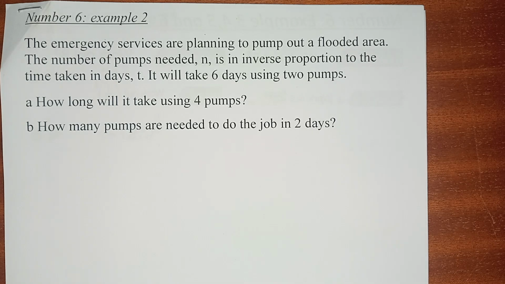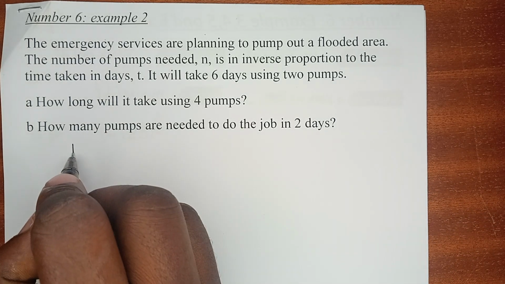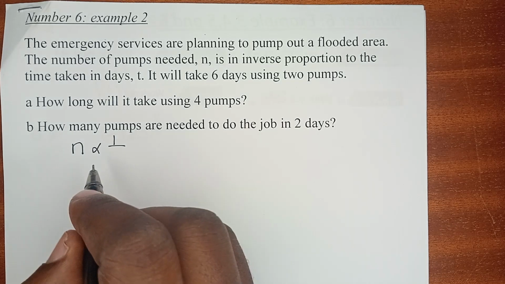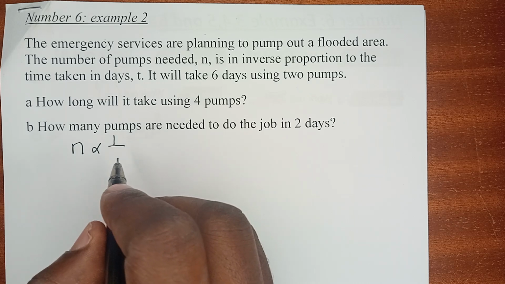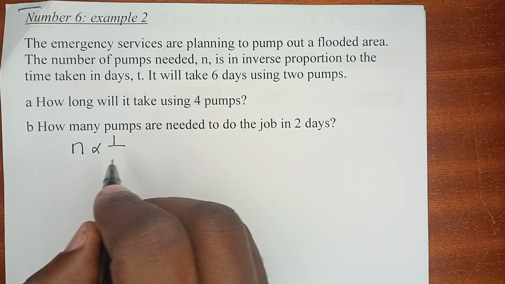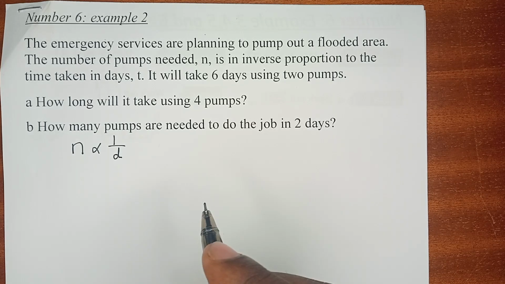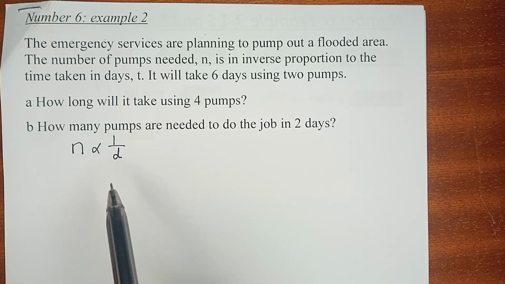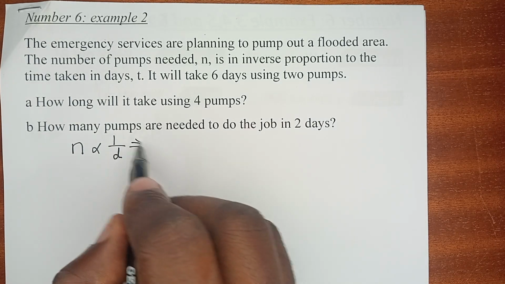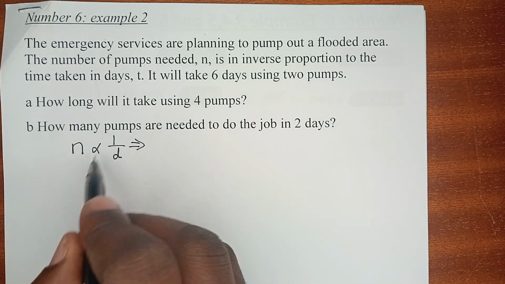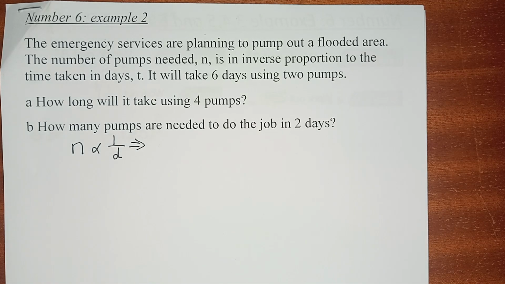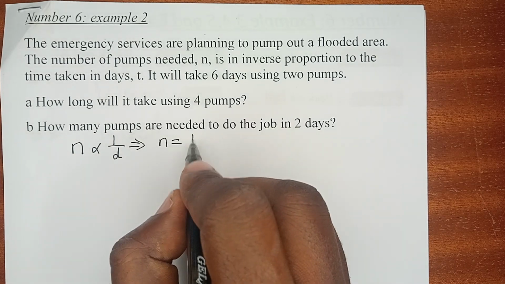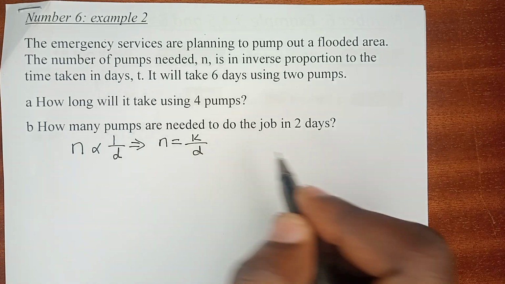Let us stop there and say the number of pumps, N, is in inverse proportion to the time taken in days. Anytime you hear inverse, you have to remember it's going to be 1 over something. And when we substitute the constant of proportionality with k, this becomes N equals k over D.